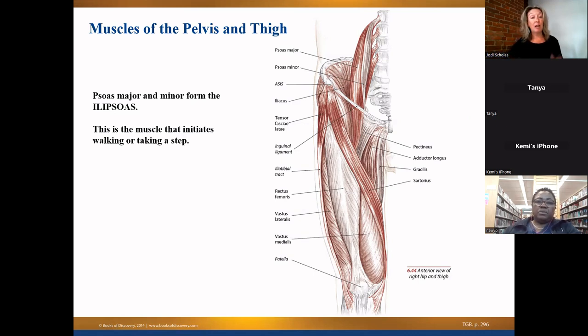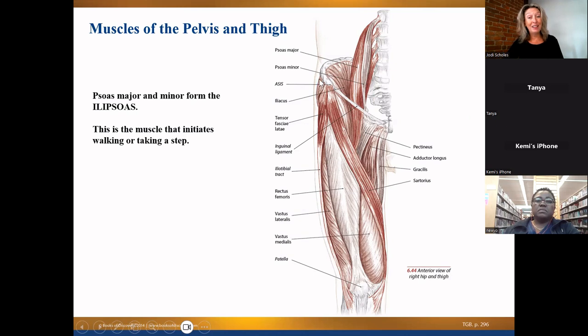So psoas major and minor form the iliopsoas. That's how you spell it. Between colleagues, we'll typically talk about the psoas. Normally, we're talking about the major, the bigger muscle. So here's the psoas major, and then we get a little minor in there.